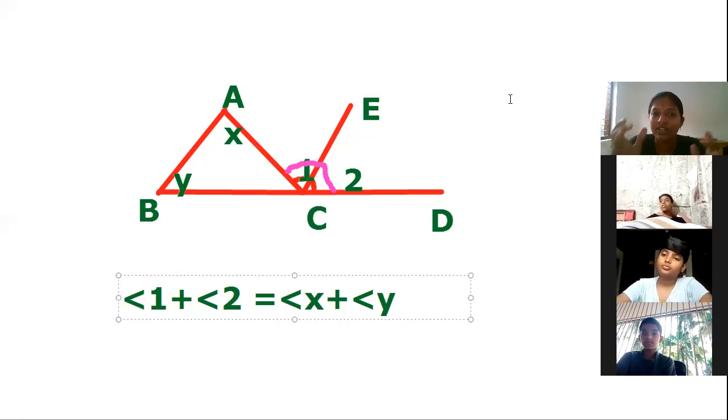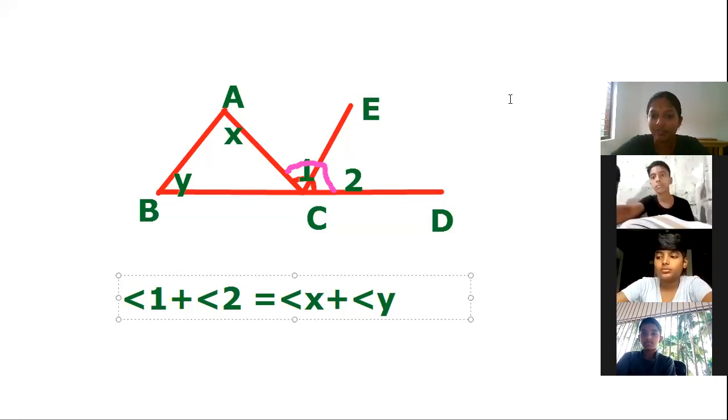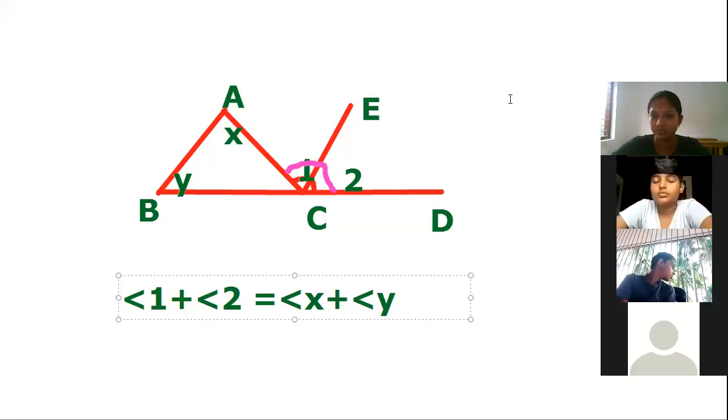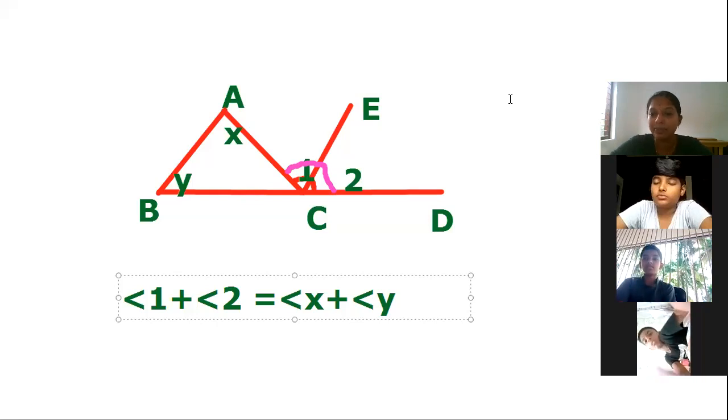That is, the sum of opposite interior angles means the sum of angles at A and angle at B. That is angle X plus angle Y. And we know that angle X plus angle Y is equal to angle 1 plus angle 2. Angle 1 plus angle 2 is equal to angle X plus angle Y. Using this, we can see the property of that exterior angle. That is, the exterior angle of a triangle is equal to the sum of interior opposite angles.